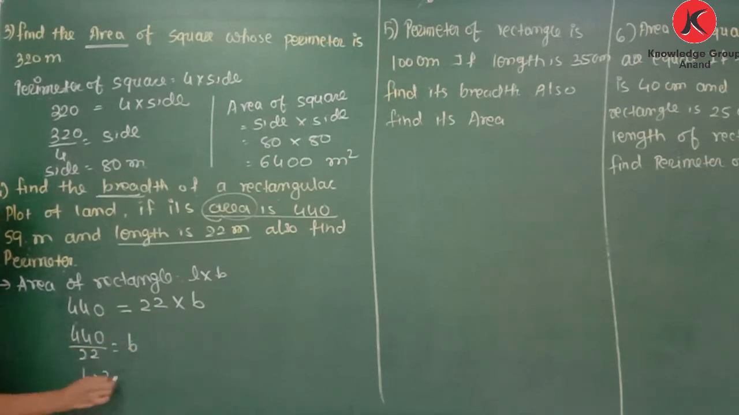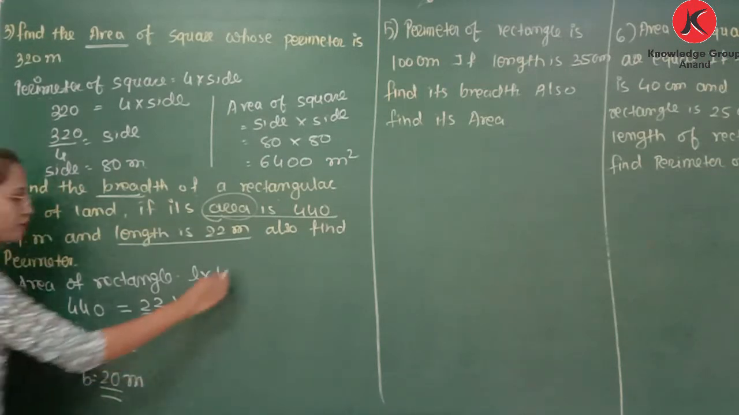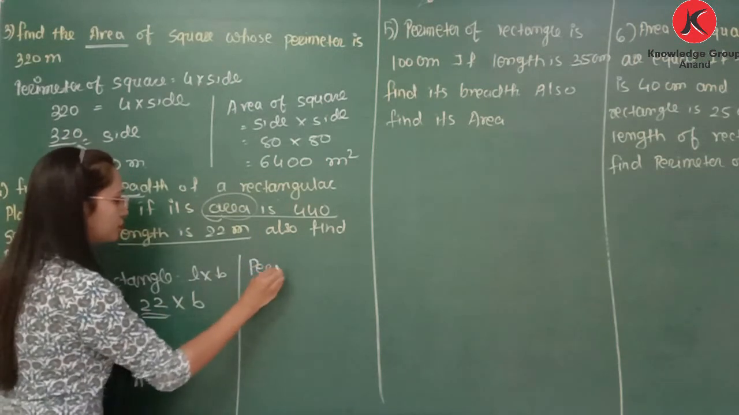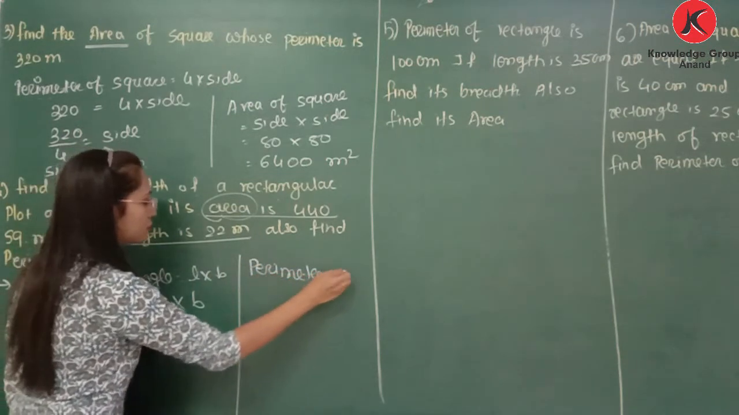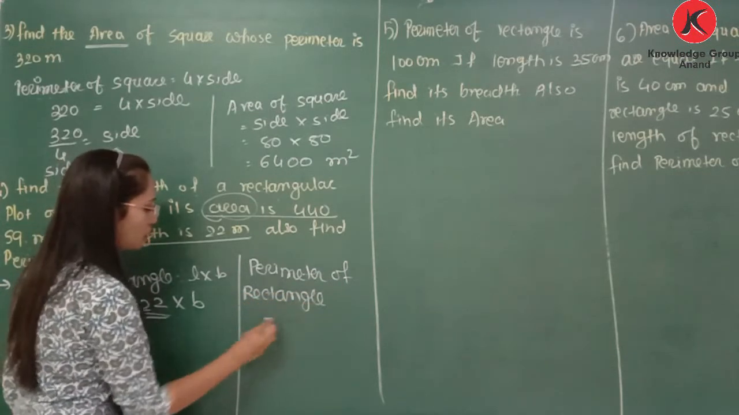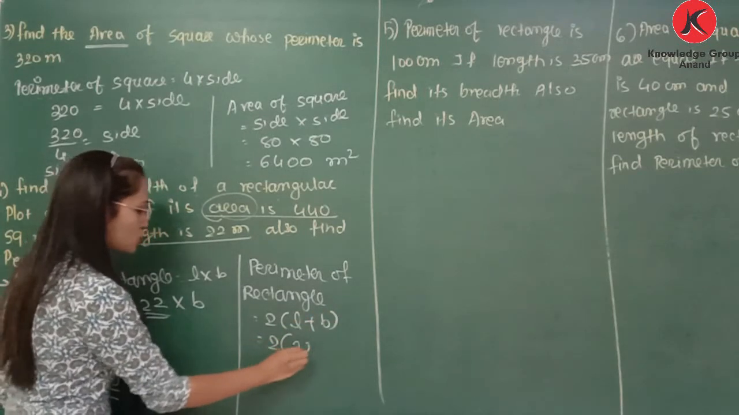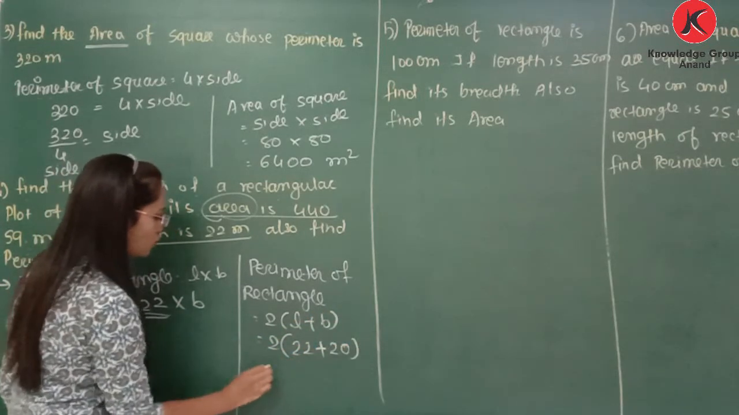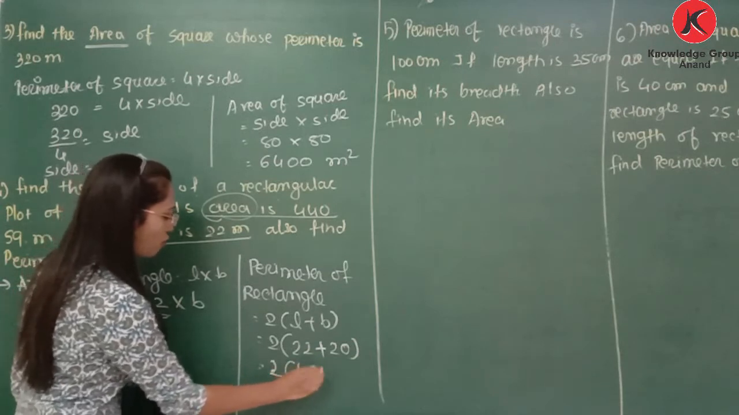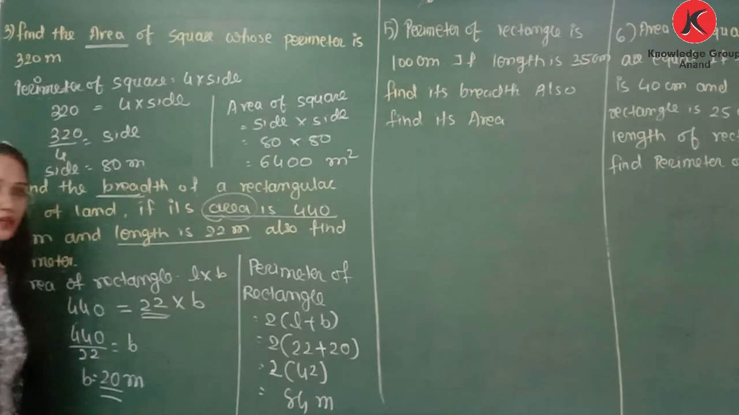So B will be 20 meter. Now we have the value of length, that is 22, and breadth is 20. Length is 22, breadth is 20, so 2 into 42, 84 meter, that is the perimeter of the rectangle.